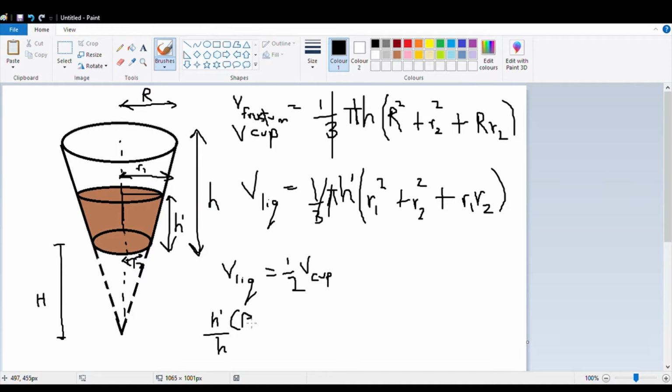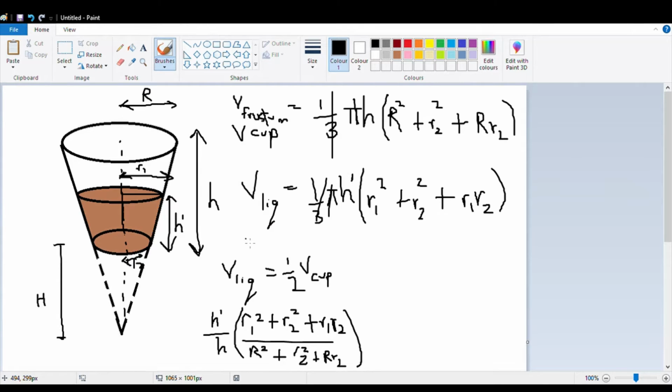at the top, R squared plus R2 squared plus RR2. Sorry, this is the wrong side. It should be R1 squared plus R2 squared plus R1 R2, divided by capital R squared plus R2 squared plus capital R R2.